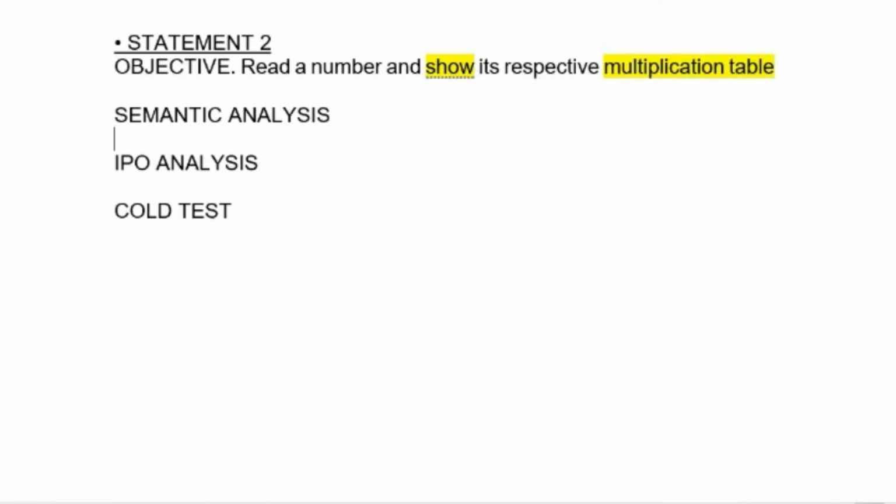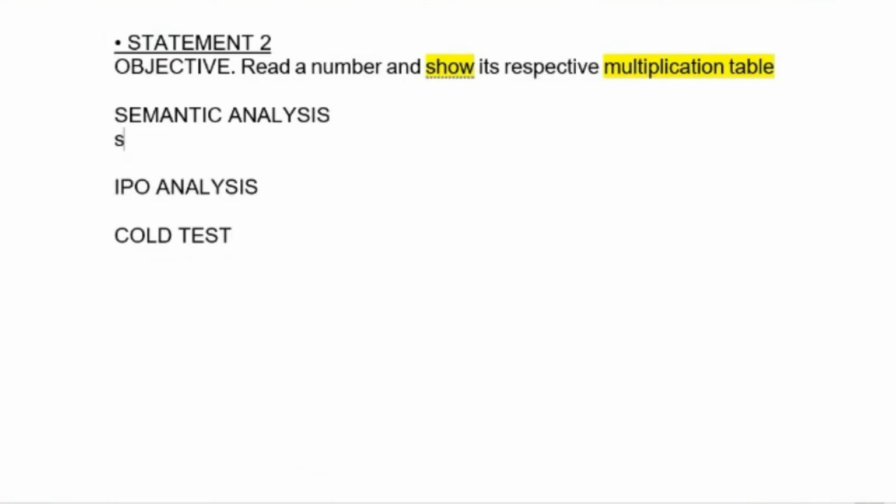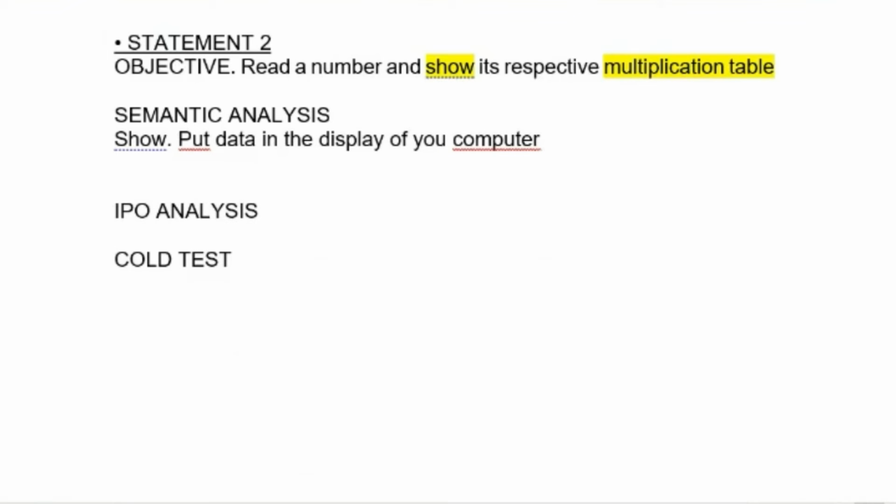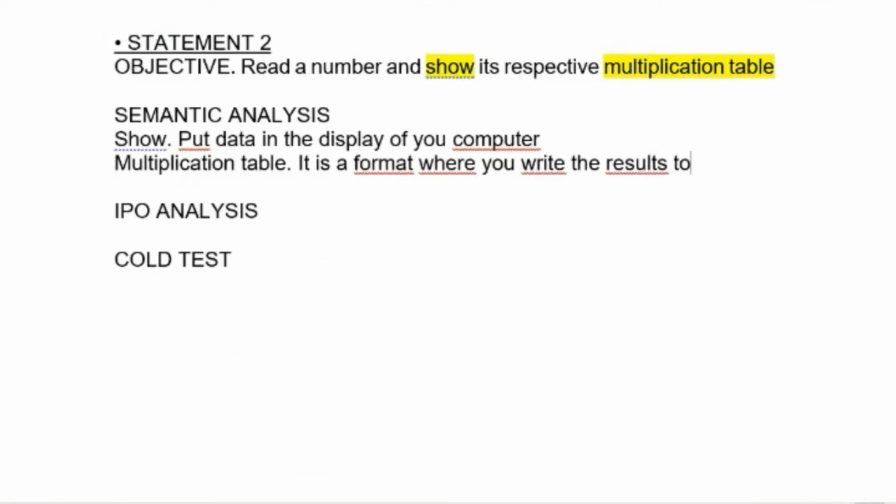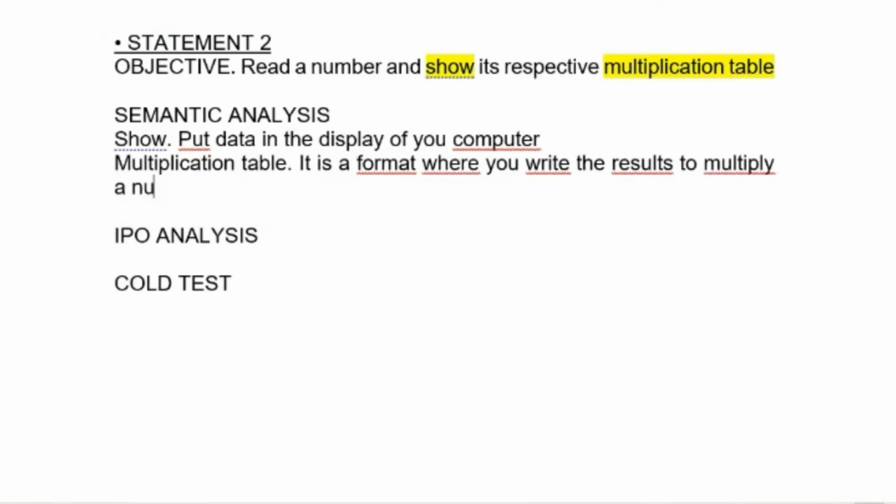Okay? So show is put data in the display of your computer. This is show. Multiplication table is a format where you write the results to multiply a number by all the numbers between 1 and 10. This is a multiplication table.